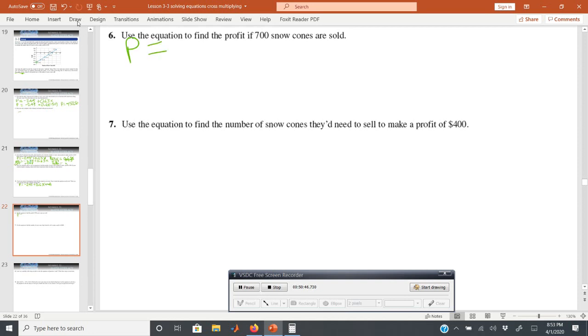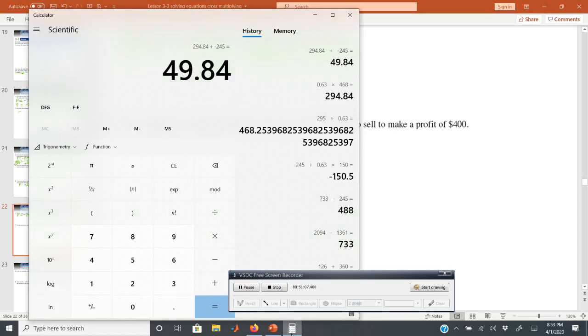Question 6, we're kind of just getting more practice. Use the equation to find the profit if 700 snow cones are sold. P equals negative 245 plus 0.63 times 700. Let's try it.